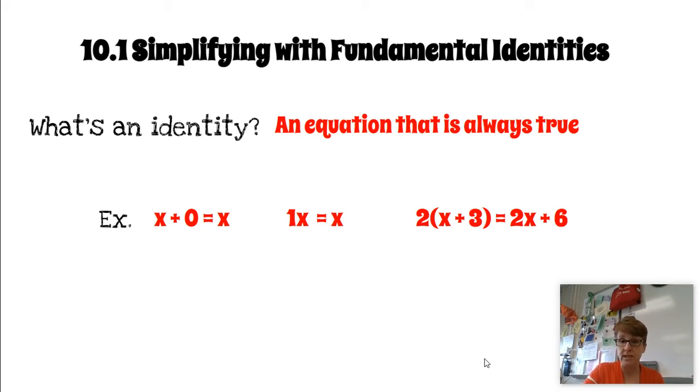So now we're going to look to see what some trig identities are. So if you need to get caught up, pause me. This is a great time. If not, then we're going to move on ahead.